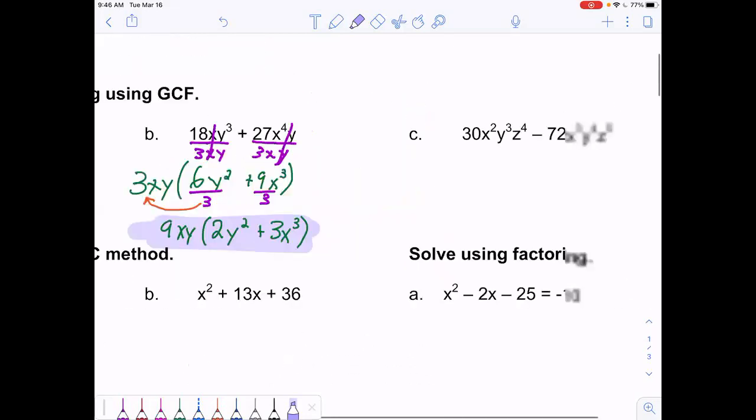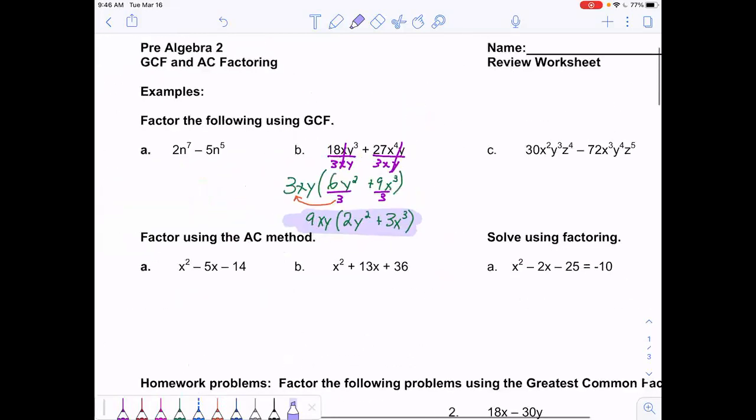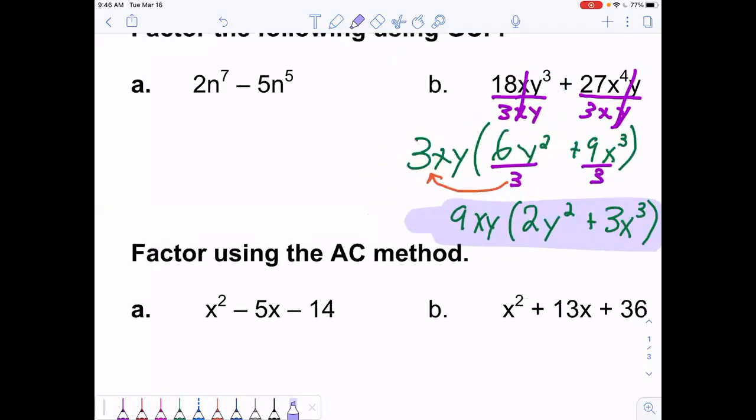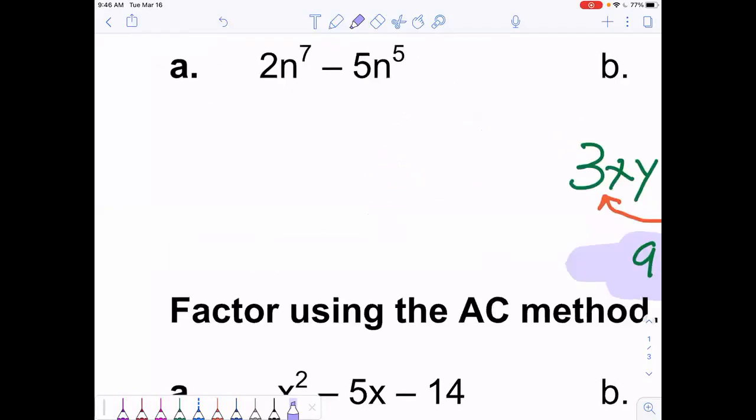So why don't you take a second and work on part A together? Not together, alone. So you're finding the GCF. So look at the numbers first. Do 2 and 5 have anything in common? If you say no, then look at the letters. N to the 7th, N to the 5th. Can you take anything out of both of them?